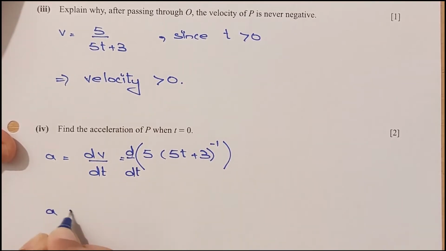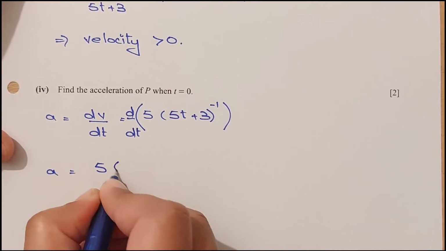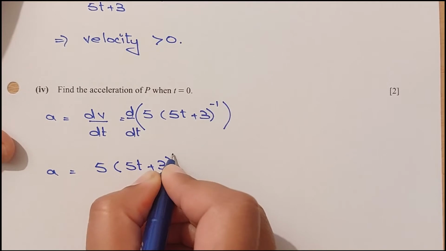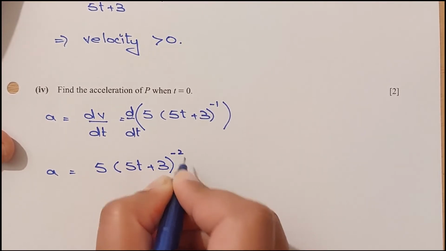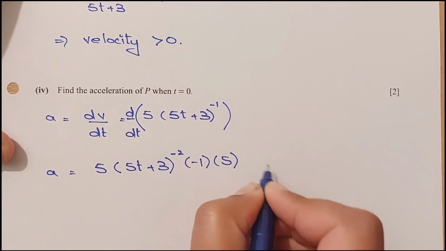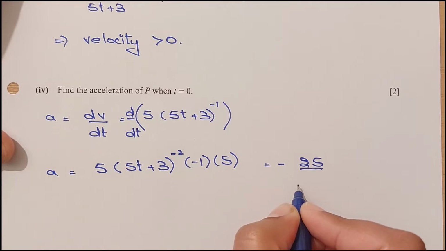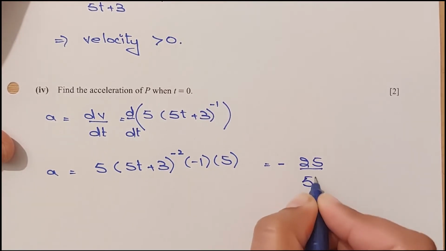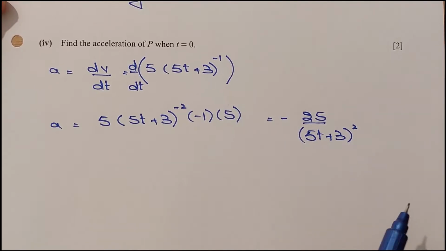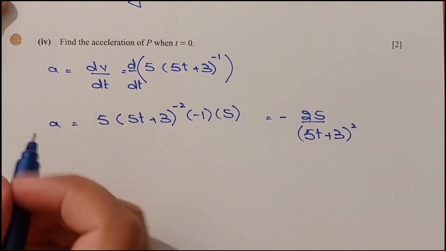So the acceleration is 5 outside. We have to use the power rule over here. So we have 5t plus 3 to the power minus 2, and this minus 1 as well, and the derivative is 5. So this is 5 times 5 is minus 25, divided by 5t plus 3 whole squared. Okay, so this is the acceleration of the particle, and we have to find it at time equals 0.